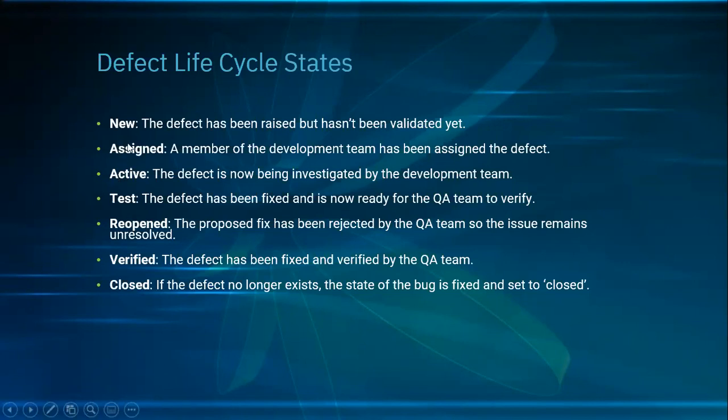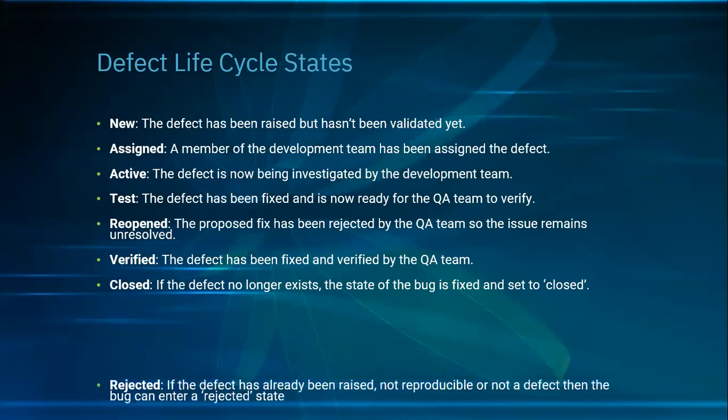The names can be changed. Some call it assigned, active, open, test, reopen. The ones I know still remain consistent: reopen, closed, new, assigned, active. So this test might be resolved. So all this could be the defect life cycle states.